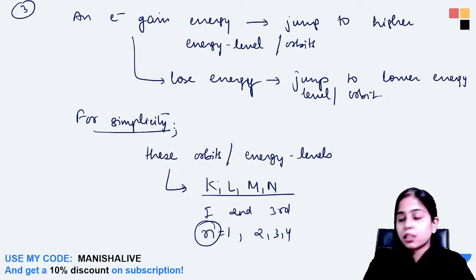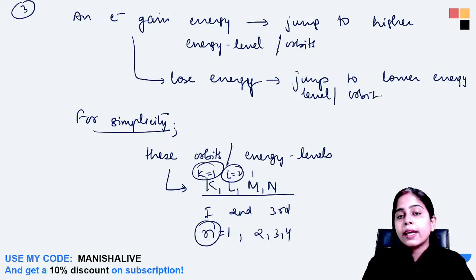Yes, Faizan. K is not equal to 2, K is equal to 1. K is the first orbit. L is equal to 2. M is equal to 3. N is equal to 4.